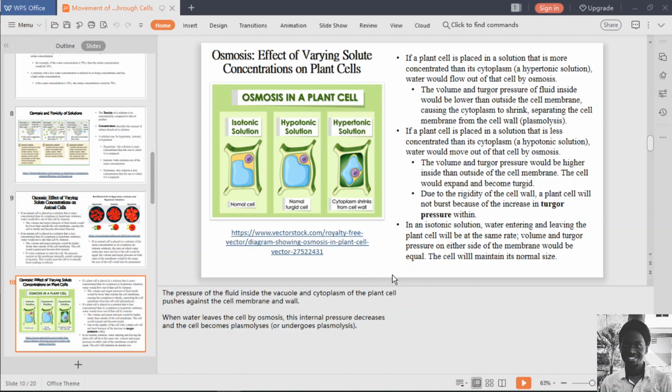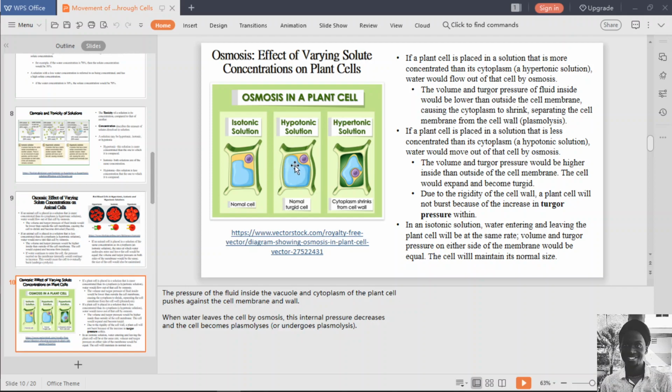Now, if a plant cell, on the other hand, is placed in a solution that is less concentrated than its cytoplasm, that is a hypotonic solution, water would move into that cell by osmosis. The volume and turgor pressure would be higher inside than outside the cell membrane. The cell would expand and become turgid. Okay, now due to the rigidity of the cell wall, a plant cell would not burst under turgor pressure because of that rigidity there. So here we have a plant cell in a hypotonic solution.